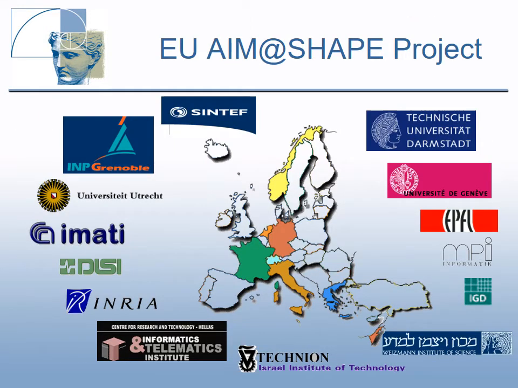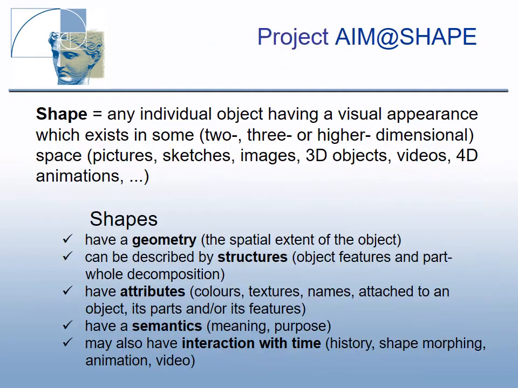In the modern century, several European institutions started a joint project called AIM at SHAPE. AIM at SHAPE is aimed at coordinating research on representing, modeling and processing knowledge related to digital shapes. In this project, the following definition of shape was given. Shape means any individual object having a visual appearance which exists in some 2, 3 or higher dimensional space. Pictures, sketches, images, 3D objects, videos, 4D animations, and others.